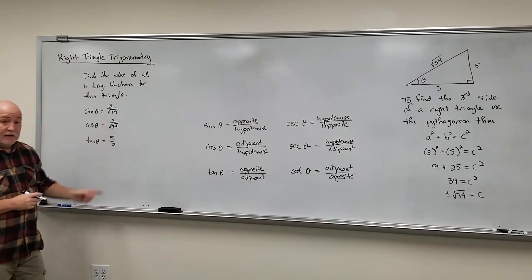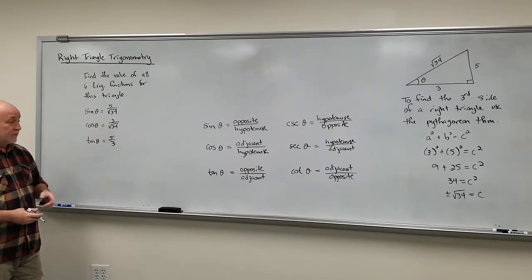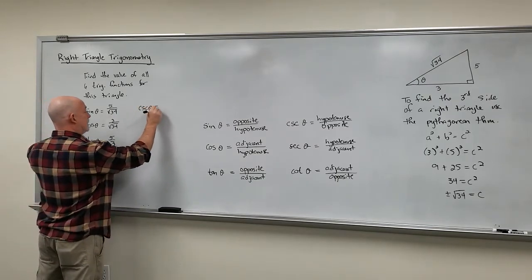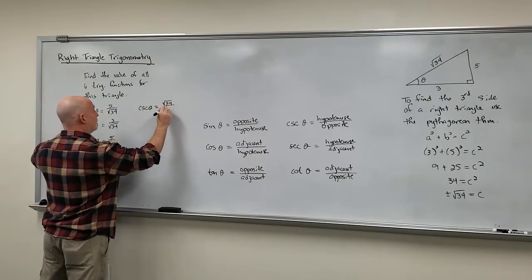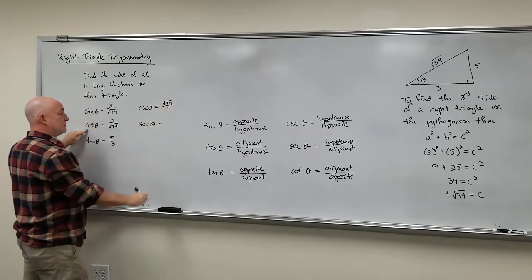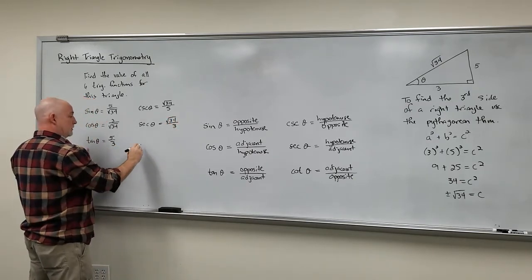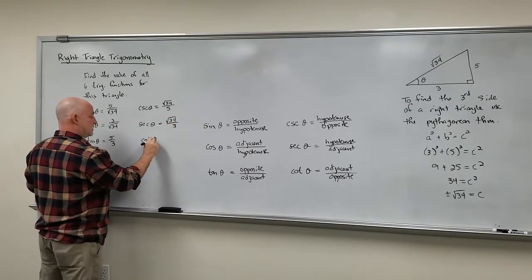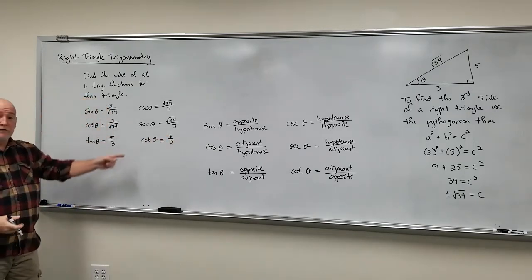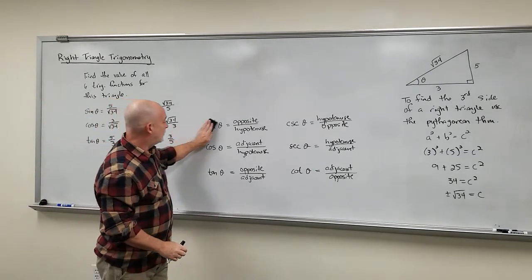Okay, now that we have these 3, the other 3 trig functions are really easy to know as long as you know which ones are the reciprocal. The reciprocal of sine is cosecant. So that's going to be the square root of 34 over 5. The secant is the reciprocal of cosine, which is going to be the square root of 34 over 3. And the reciprocal of tangent is cotangent, so that'll be 3/5. Okay, so we found the 6 trig values for this triangle right there.